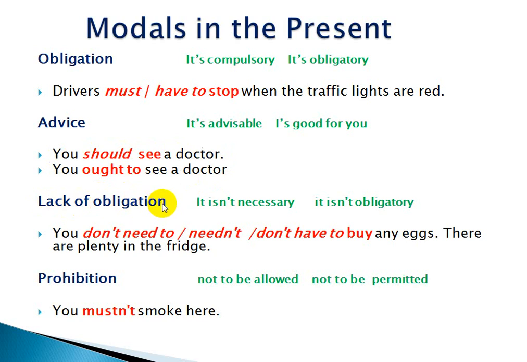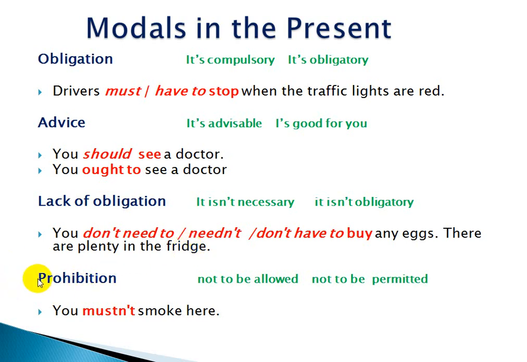Lack of obligation can be expressed by need: don't need to, needn't. Example: you don't need to buy any eggs. There are plenty in the fridge. For example, the wife said to her husband, there are plenty, a lot of eggs in the fridge, so we don't need, we needn't, or we don't have to buy any eggs, which means it's not necessary.